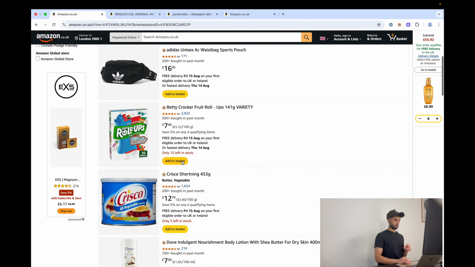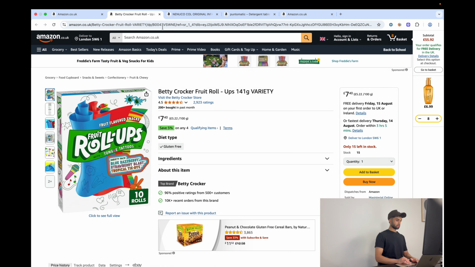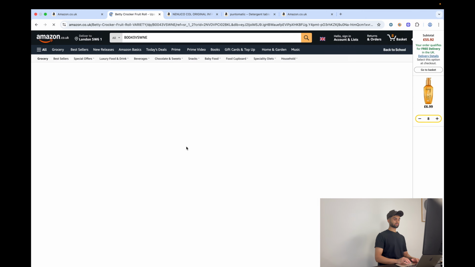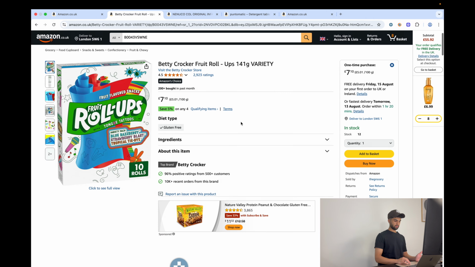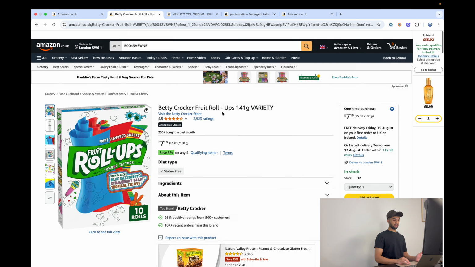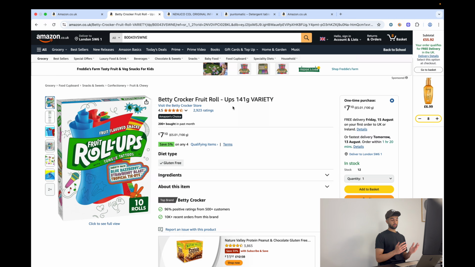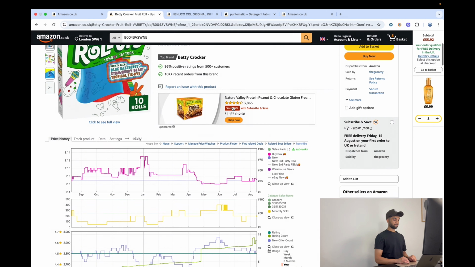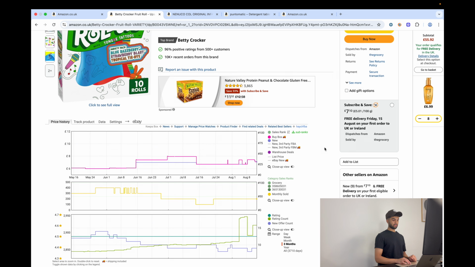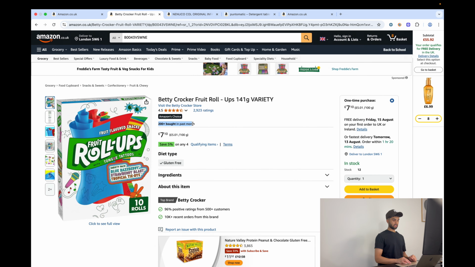So let's have a look at some fruit roll-ups. So what am I seeing in this listing? Straight off the bat, okay, no sales rank, but it is selling. Amazon likes to do that with candies. So how can we gather data that it is selling, despite the fact it doesn't literally tell us?